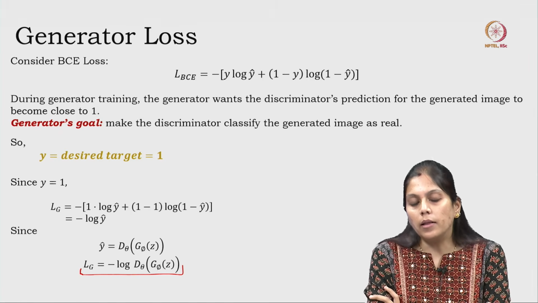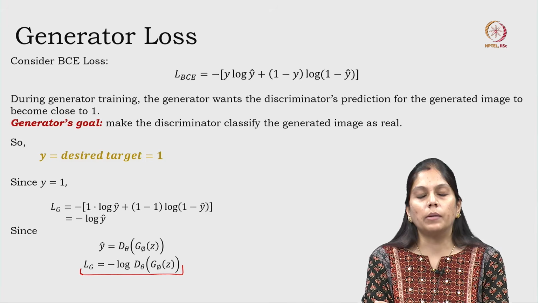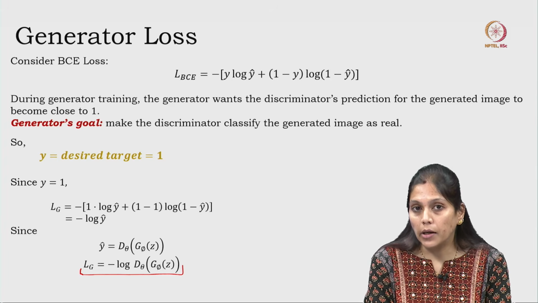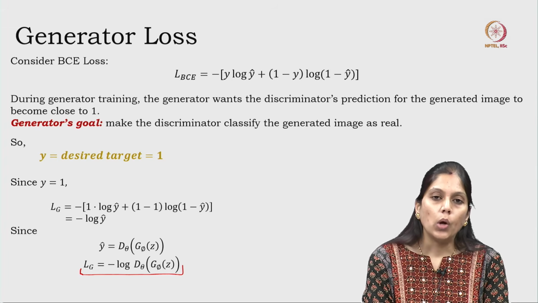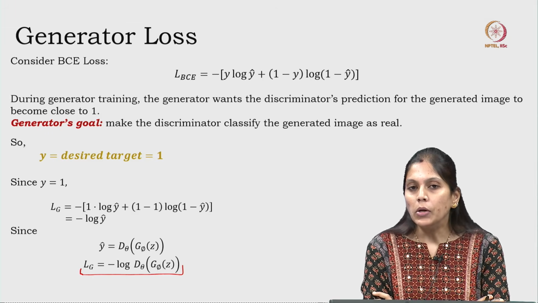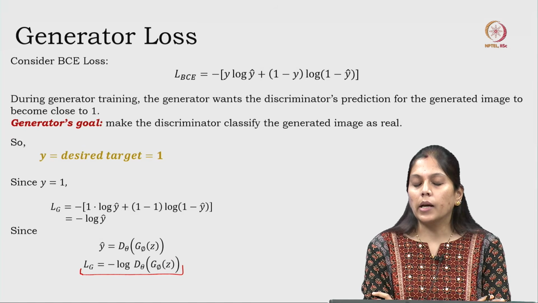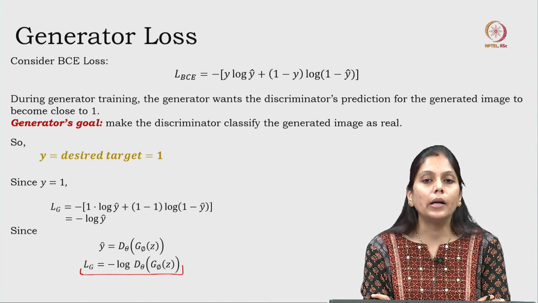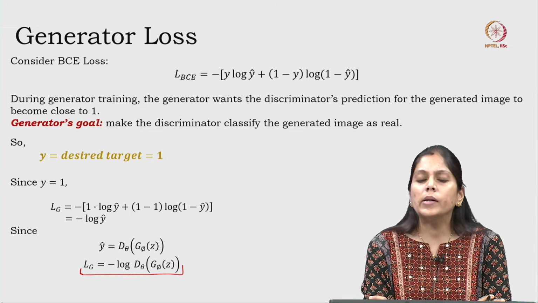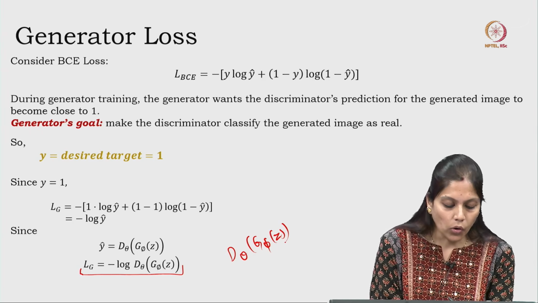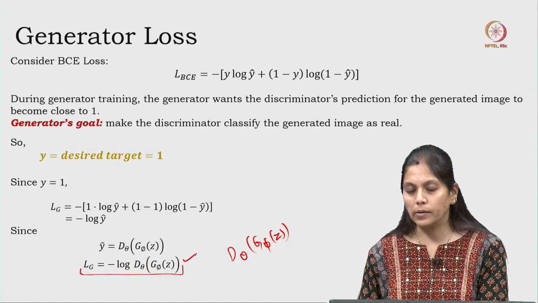So you have obtained this because in our binary cross entropy loss, for generator training, y is 1. When y is 1, substitute the value into the given loss function. So when the second term becomes 0, is it not we are left with only the first term? And what is y hat? Y hat is the predicted value from the discriminator. How are you representing that? It is the discriminator, passing the generated data as the input. So therefore, the loss function is this. I hope this is clear to you.